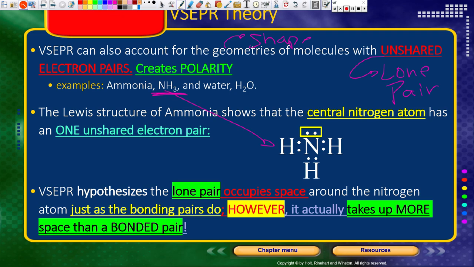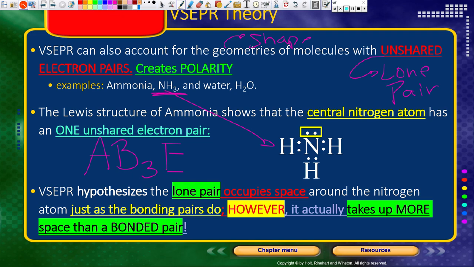The Lewis structure of ammonia shows the central nitrogen atom has one unshared pair. So what is the AB model for this thing? A, B, how many? 3. Is there an E? How many? 1. So AB3E. That's it. Yes, ma'am. Good. Okay.